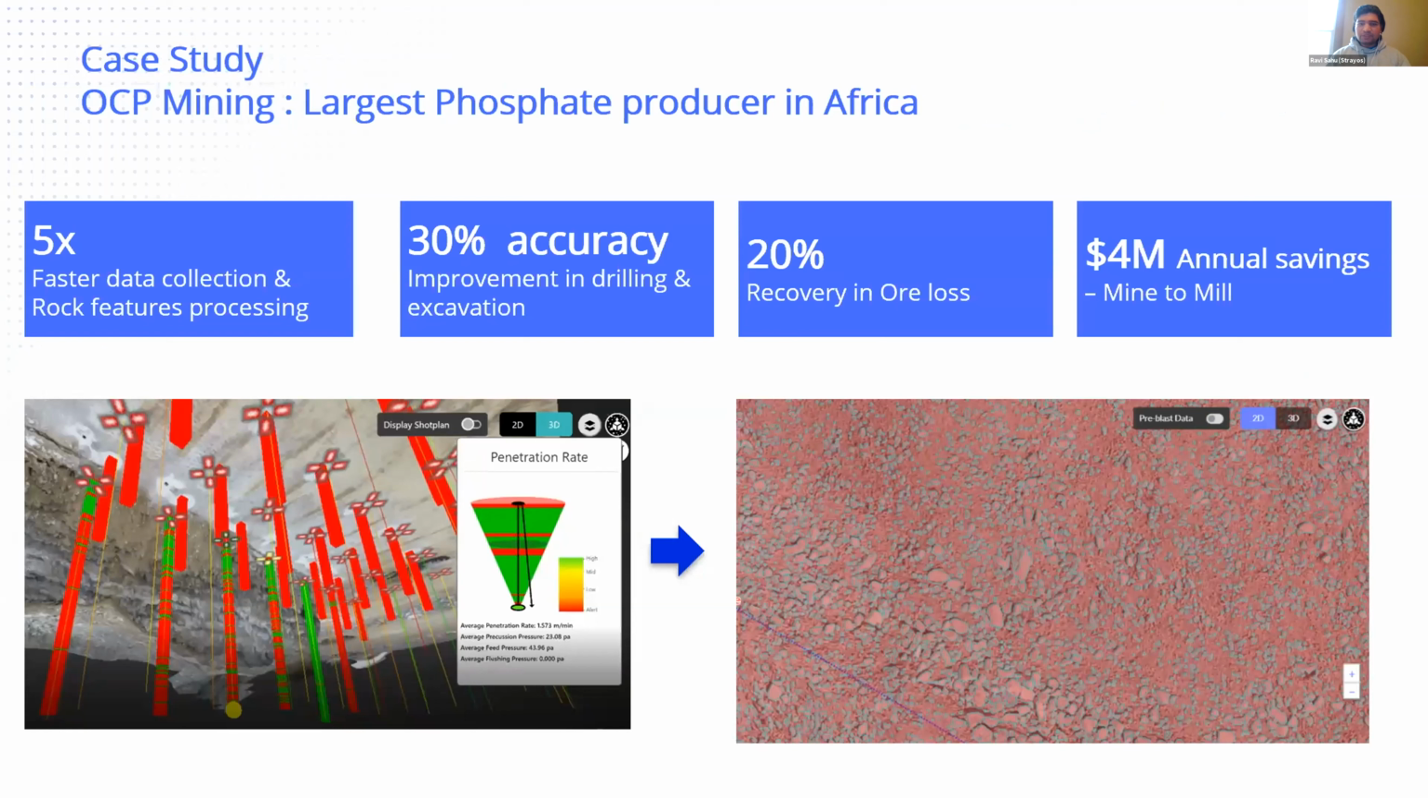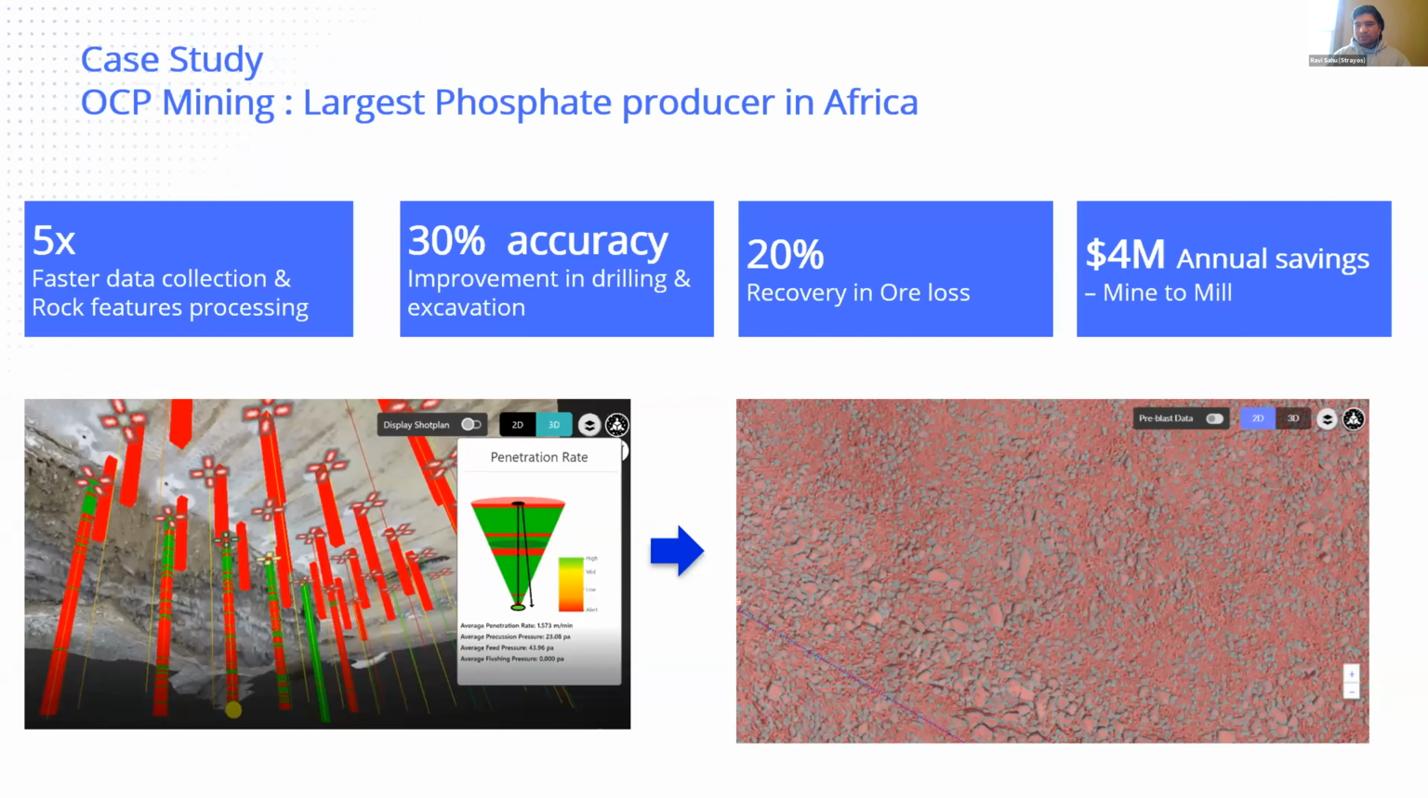This is one of the case studies that I would like to walk through. It's one of the operations at OCP mining, the largest phosphate producer in Africa. One of the problems this customer is going through is really understanding where the phosphate seam is.